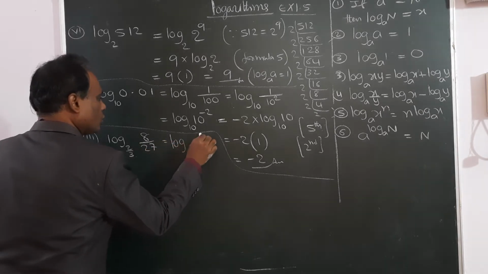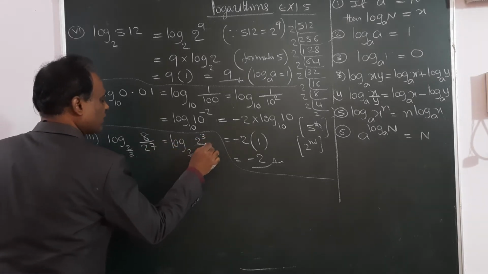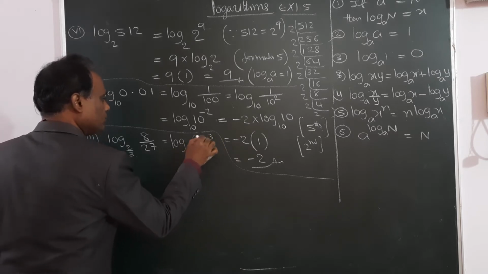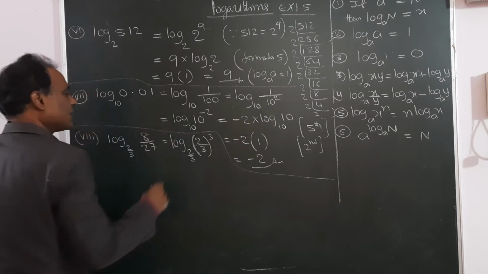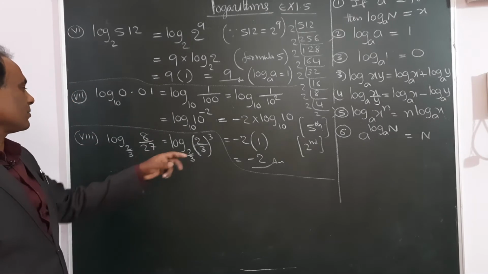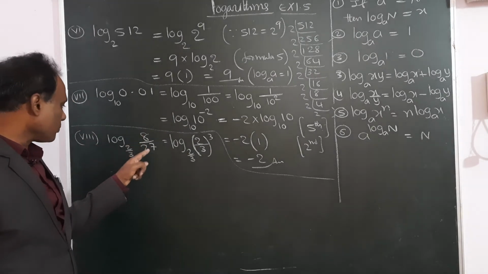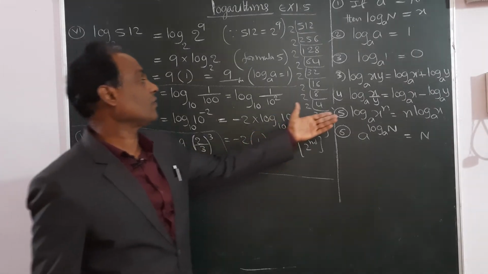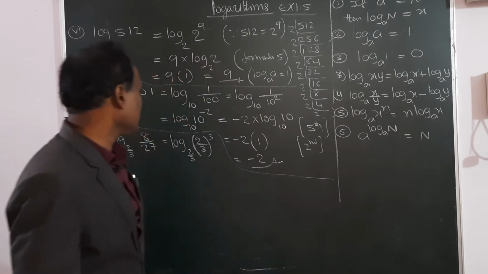Eight can be written as 2 cube, 27 can be written as 3 cube. So 2 by 3 whole cube. Why am I writing 2 by 3 to the power of something? Because this is 2 by 3. If we can express this in the form of 2 by 3, then simplification becomes easy. We can use that power formula and that second formula, both.